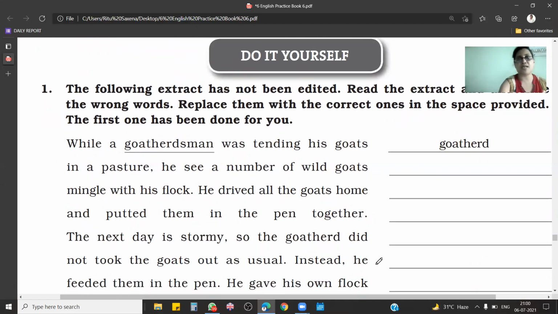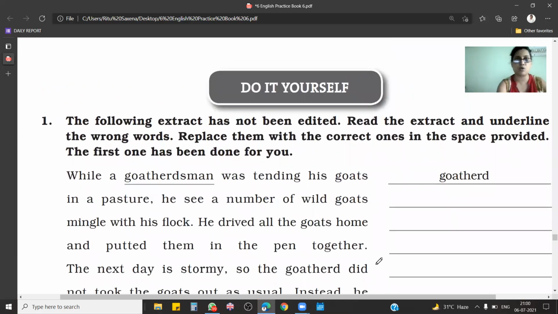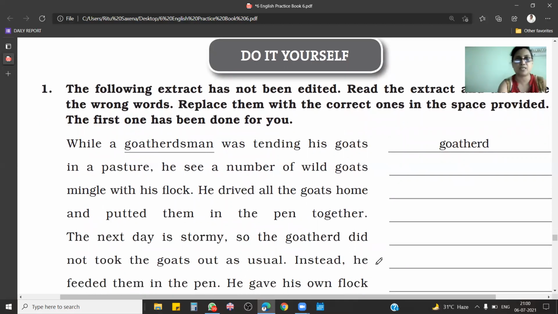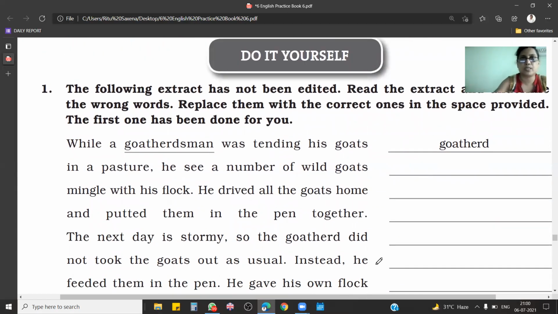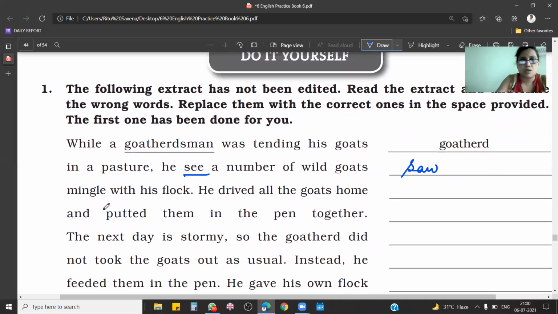Now the following extract has not been edited. Now you have to do the editing. Read the extract and underline the wrong words, and replace them with the correct ones in the space provided. The first one has been done for you. While governing, this has been done. This is being done. Tending his goats in a pasture. He saw, it should be saw. A number of wild goats mingle with his flock. He drive, wrong, it should be drove. All the goats home and put, no, all the three forms of put are put, them in the pen together. The next day was, here it should be was, stormy.